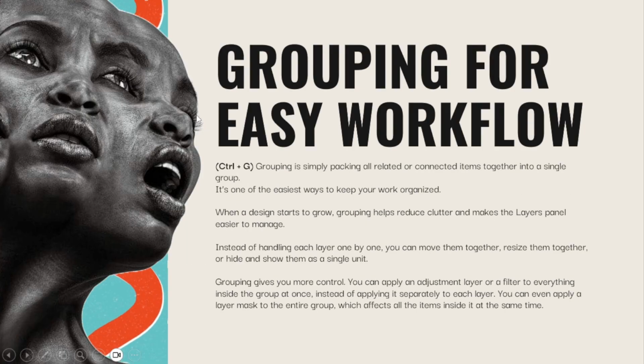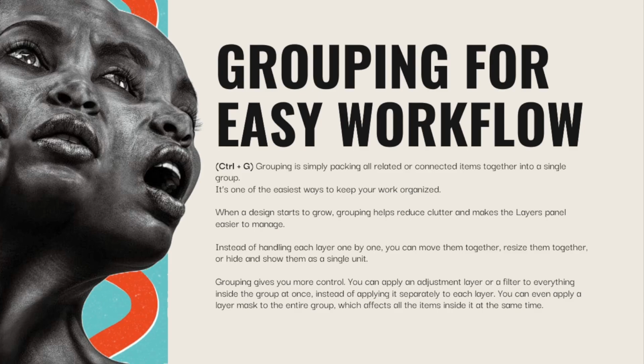Now next we'll be looking at grouping for easy workflow. What's the shortcut for grouping? Ctrl G to group items together. Now grouping is simply packing all related or connected items together in a single group. It's one of the easiest ways to keep your work organized, just as renaming layers is. Grouping also keeps your work organized.